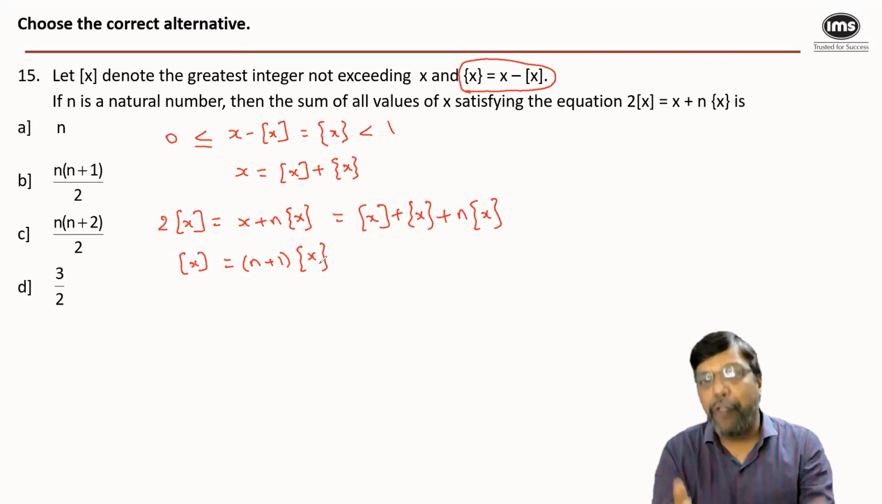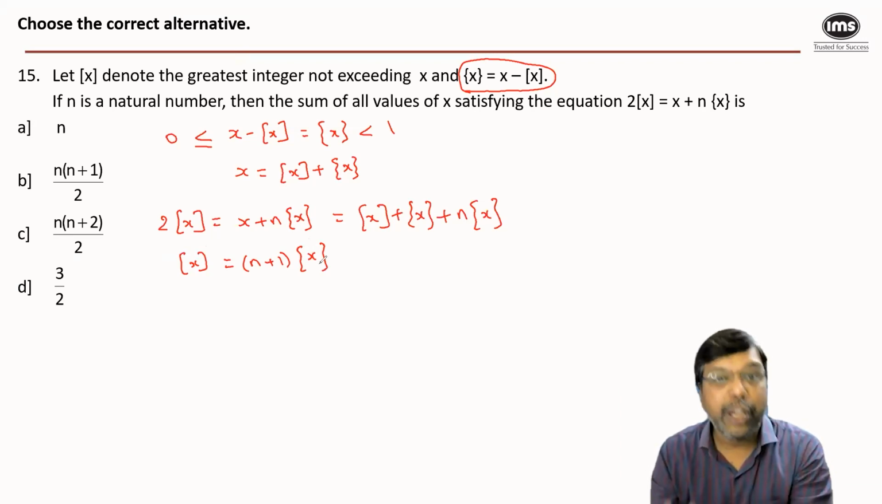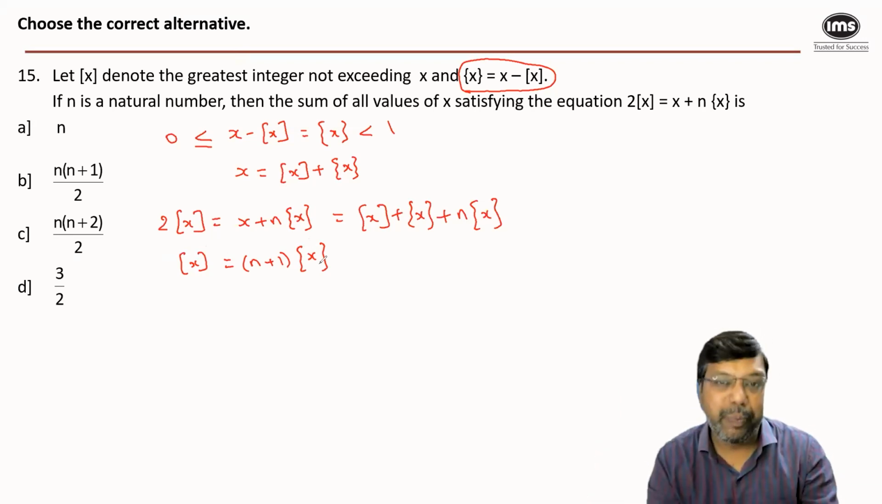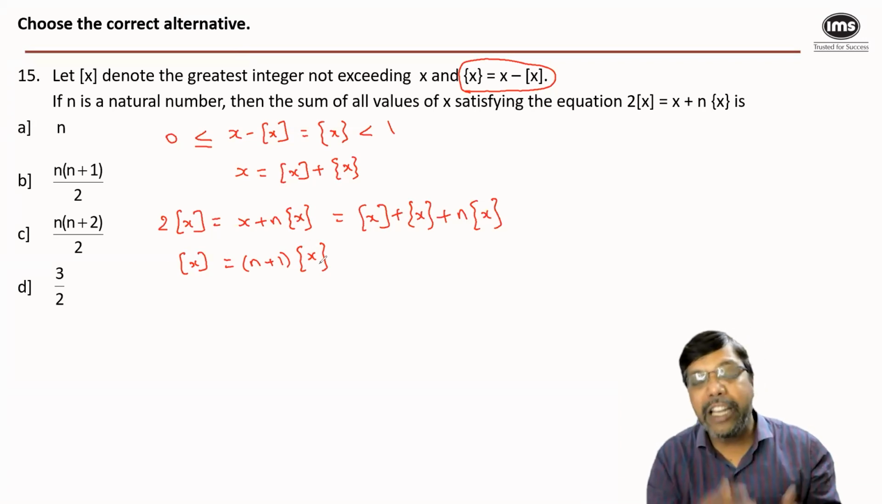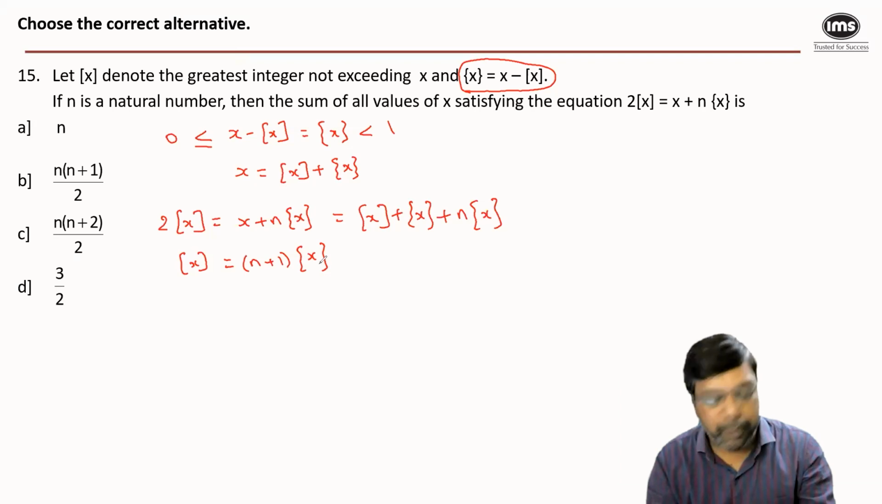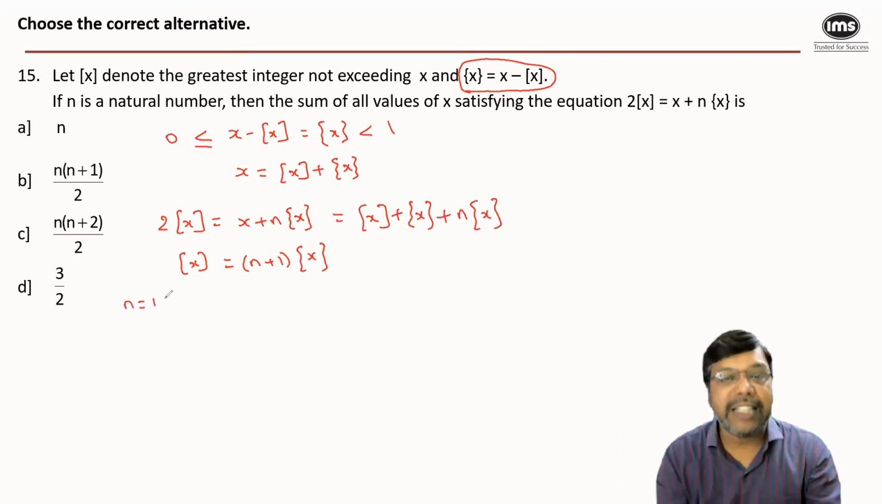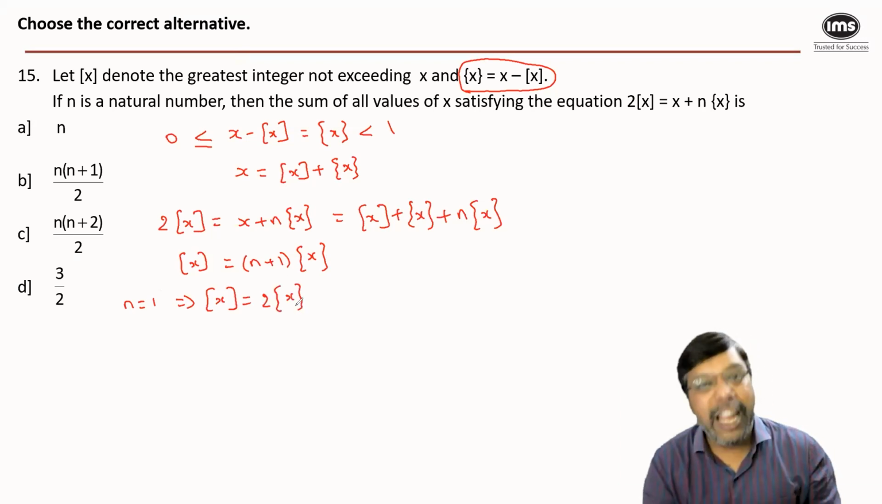Now, we are to find the sum of all possible values of x for different values of n, where n is a natural number. So let us see what are the different values of x we will get for different values of n. Now, since n is a natural number, let me start by considering n is equal to 1. Then the greater integer x becomes equal to 2 into fractional x.